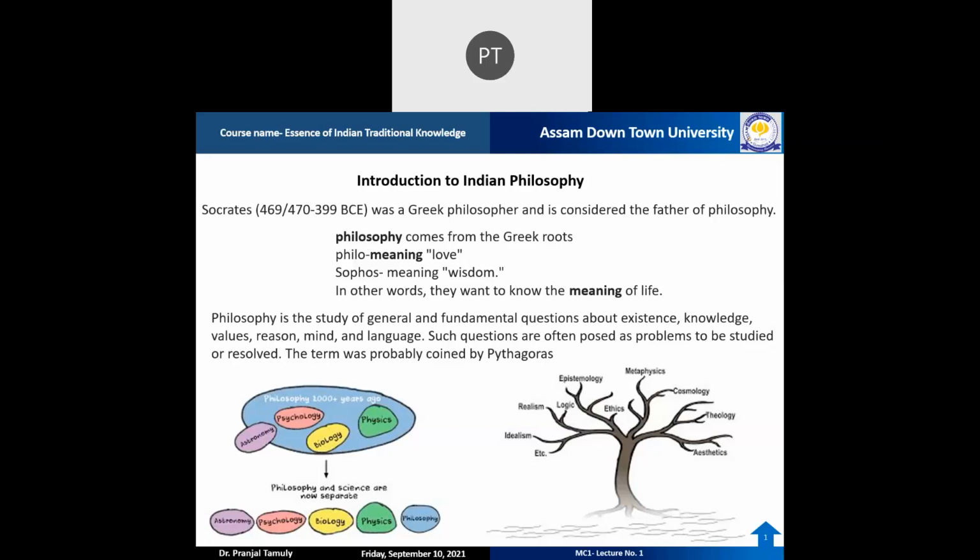Actually, in ancient times, all this knowledge we get comes under philosophy. It also included astronomy, psychology, biology, all these things. But 1,000 years later, we have disintegrated all these branches, that is astronomy, philosophy, biology, physics. We actually study them individually.